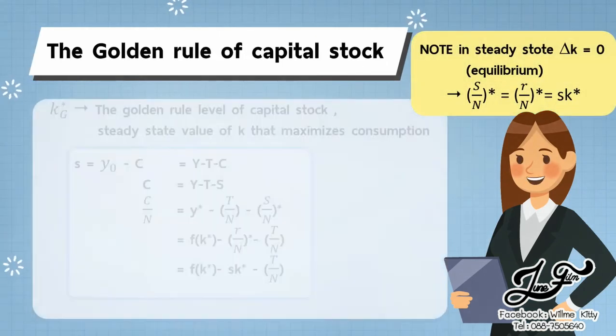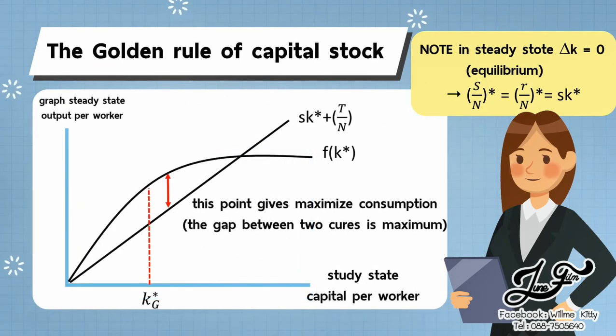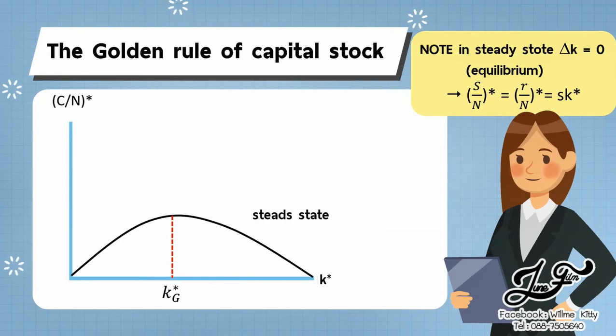The topic, the golden rule level of capital stock. K star G is the steady state value of K that maximizes consumption. For the formula, saving equals income after tax minus consumption. So S will equal Y minus T minus C.